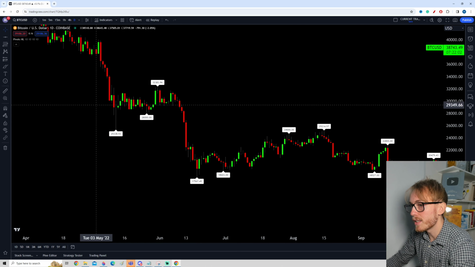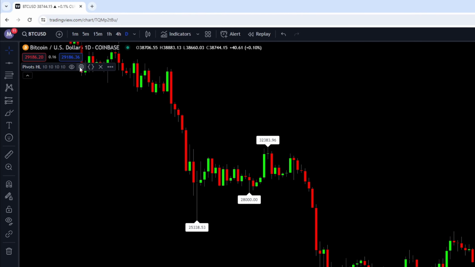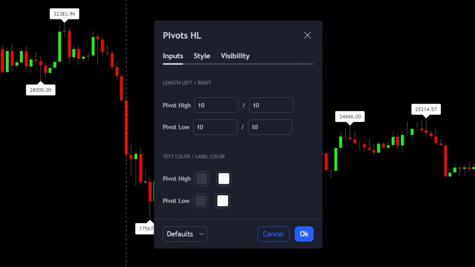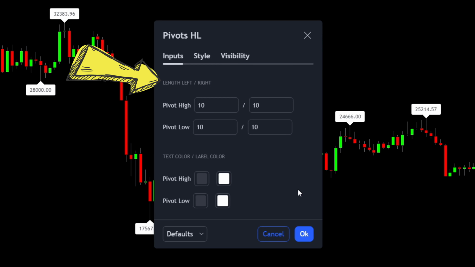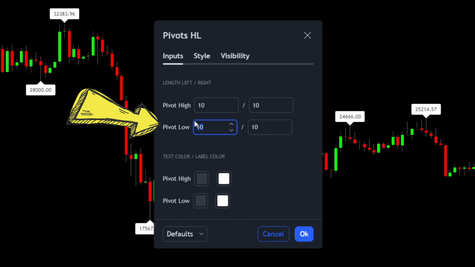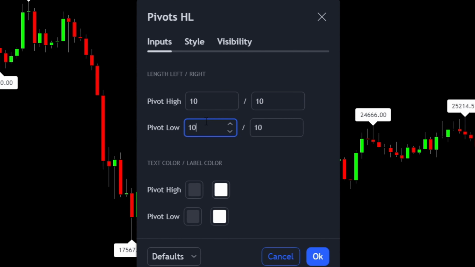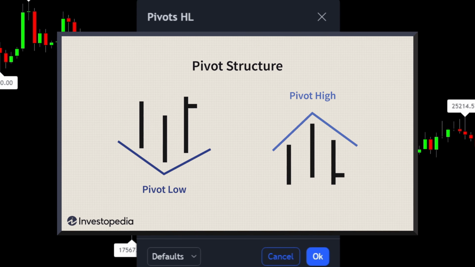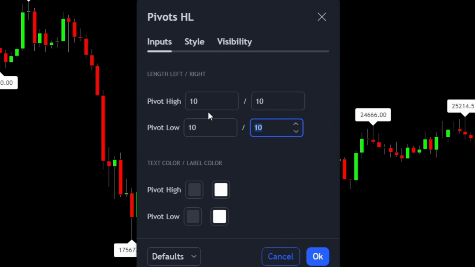Now we need to change a few settings. So we go up here to the settings tab for the indicator. The most important setting here is the length left/right. And you can see that we have the pivot high where it says 10 and we have the pivot low where it says 10. And by changing these settings, we can make the pivot points, which are significant points in the market, more or less significant.